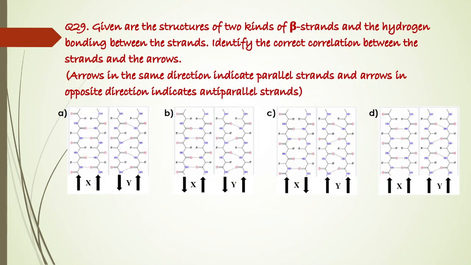This is a very easy one. I will quickly tell it. It states, given are the structures of two kinds of beta strands and the hydrogen bonding between the strands. Okay. So identify the correct correlation between the strands and the arrows. So two types of beta stranded structures are given in each of those options and corresponding arrows are given in all of them. You have to correlate which of the structures correctly represents the arrows, meaning the structure and the arrows should correlate. That is all you need to find.